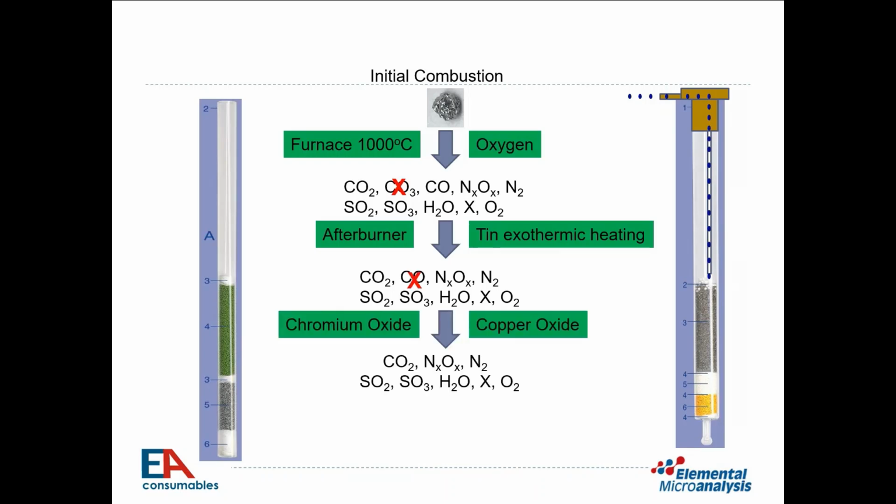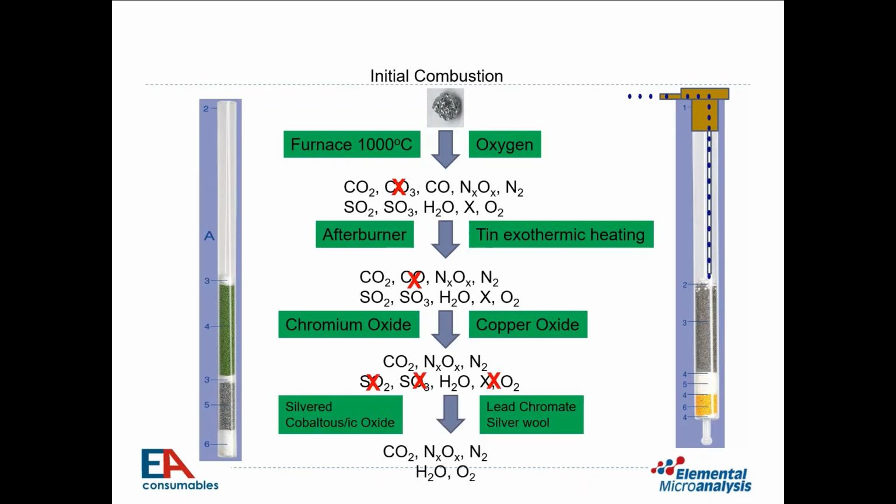Next, the gases pass over an oxidation agent. Copper oxide or chromium oxide are typical ones used. That will bring the carbon monoxide that may have formed up to CO2. Our goal here again is to get all the carbon into one form, all nitrogen into one form, all sulfur into one form, etc., so we can quantitate them.